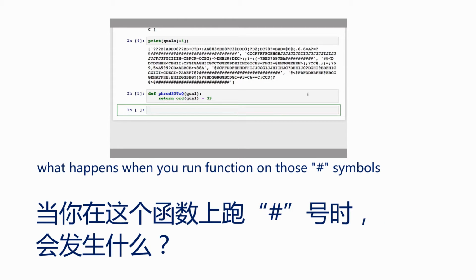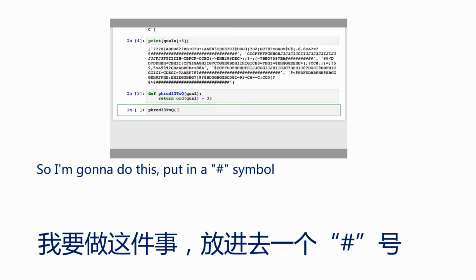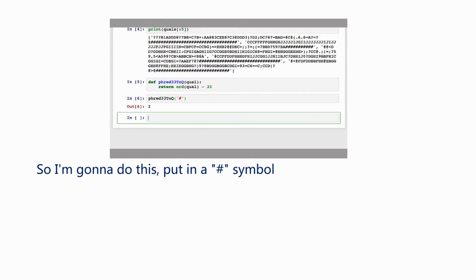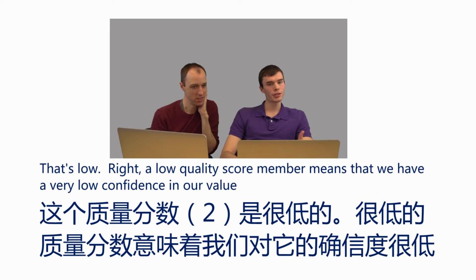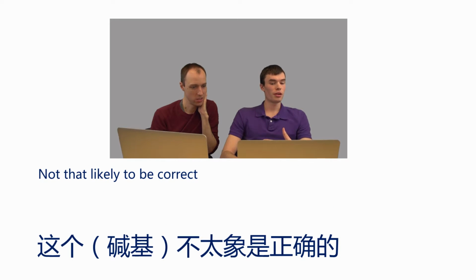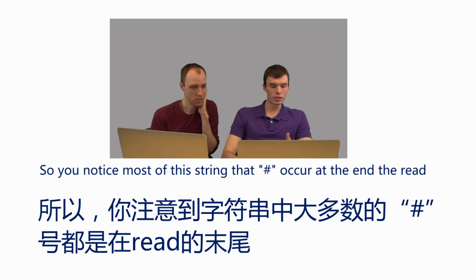What happens when you run that function on a hash symbol? Let's try it out. So I'm going to put in a hash symbol, and that's a quality score of 2. That's low. A low quality score, remember, means that we have a very low confidence in our value. It's not that likely to be correct. In this case, I think a quality score of 2 corresponds to about a 32% chance that we're incorrect. So you notice most of these strings of hashtags occur near the end of the reads.